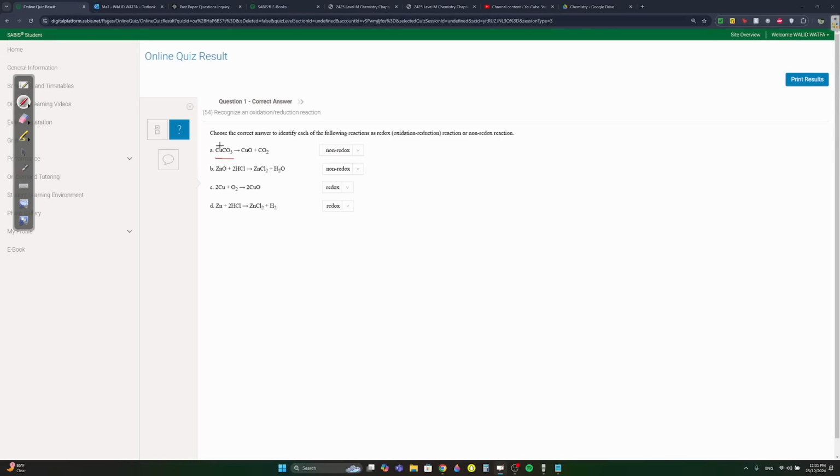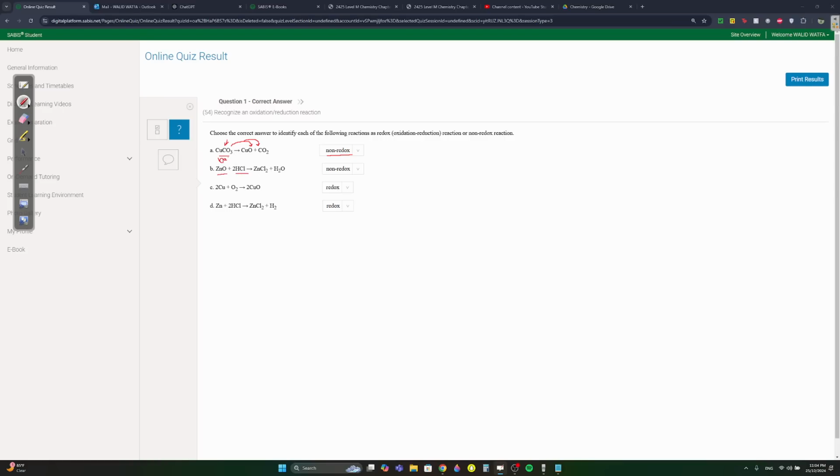This one is non-redox. CuCO3 becomes CuO and CO2. CuCO3 already has oxygen in it. Here, you're just decomposing it into two things. It's not redox. What's reduced? What's oxidized? It's usually between two things. Do you get what I'm trying to say? Here you're just decomposing. There's nothing being reduced, nothing being oxidized. It's one thing being decomposed into CuO and CO2. It's non-redox.